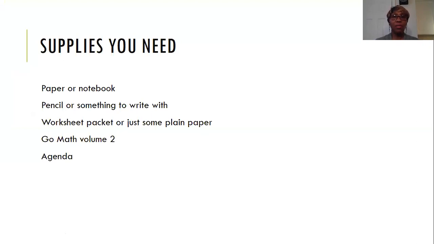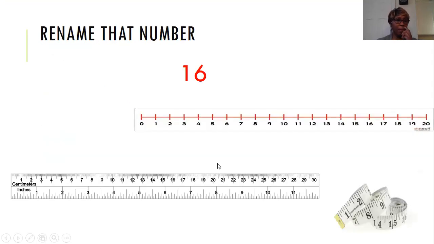Your Go Math Volume 2. If you have that Go Math Volume 2 book, get that book. And I also want you to get your agenda. So those are the things I need you to get. You get those things, and I'm going to go to the next slide. By the time I get there, hopefully you'll have everything ready, and we can move on with our lesson.